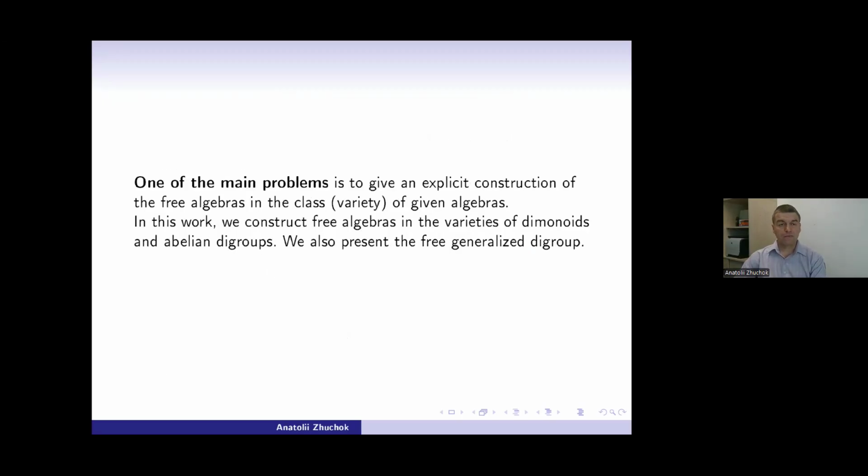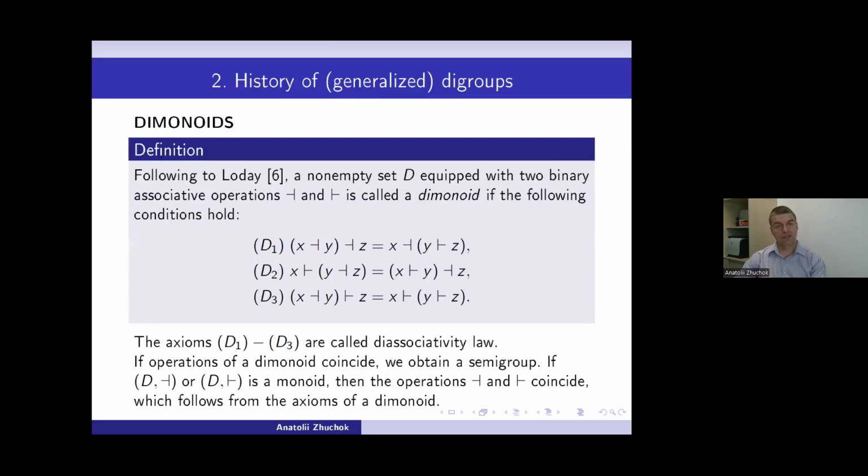One of our main problems is to give a construction of free algebras in the class or variety of given algebras. In this work, we construct free algebras in the variety of diamonoids and abelian D groups, and also present the free generalized D group. So this is a free object not in a variety, but in the class of D groups.